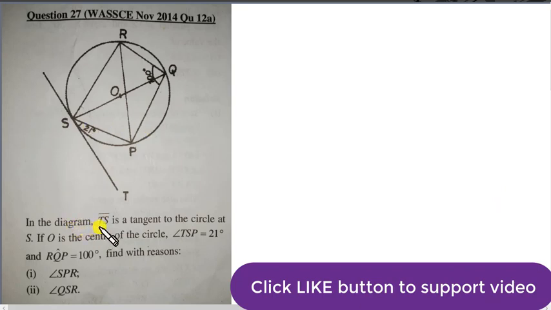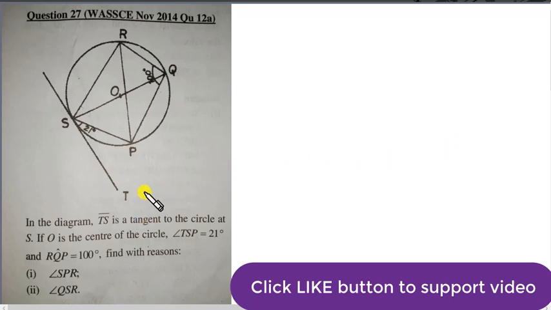In the diagram, line TS is a tangent to the circle at S. If O is the center of the circle, angle TSP equals 21 degrees and angle RQP equals 100 degrees. Find, with reasons, I, angle SPR, II, angle QSR.